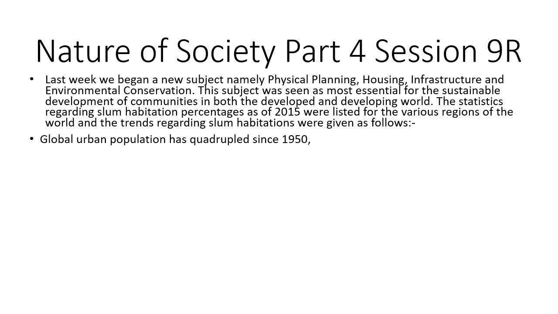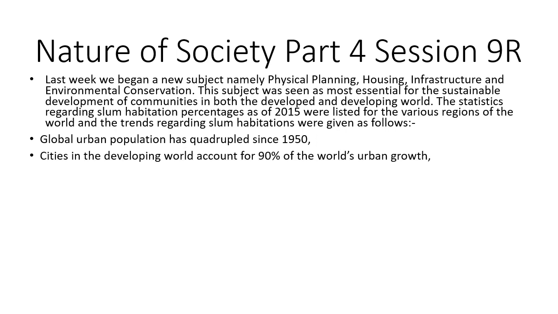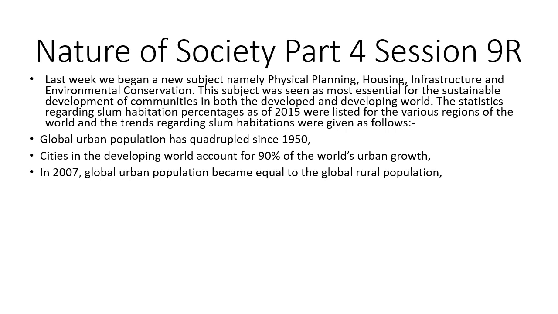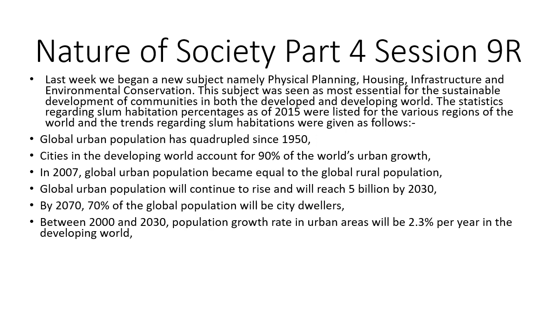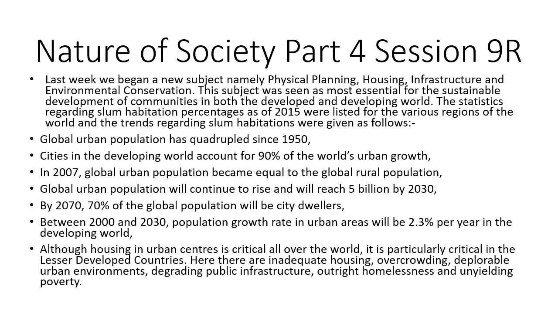Global urban population had quadrupled since 1950. Cities in the developing world account for 90% of the world's urban growth. In 2007, global urban population became equal to the natural rural population. Global urban population will continue to rise and will reach 5 billion by 2030. By 2070, 70% of the global population will be city dwellers. Between 2000 and 2030, population growth in the urban areas will be 2.3% per year in the developing world.